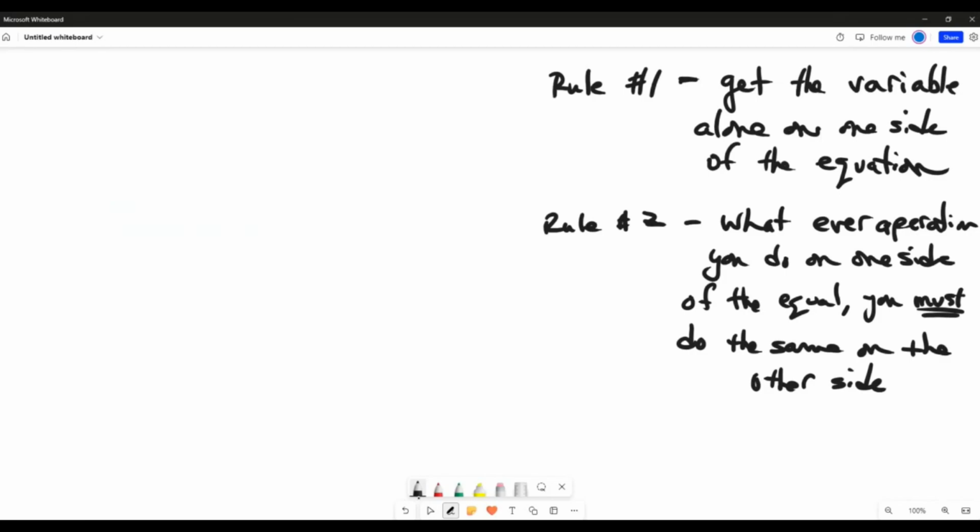All right, let's say that we have 14 equals r divided by 2. In this case, we are taking r and dividing it by a 2. So to undo that division, we need to multiply by 2.